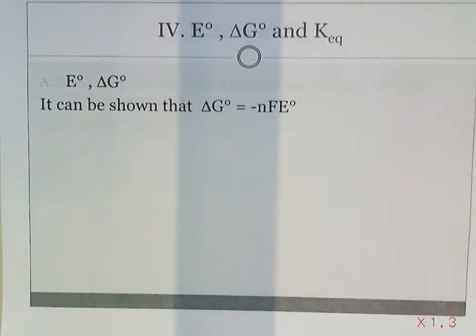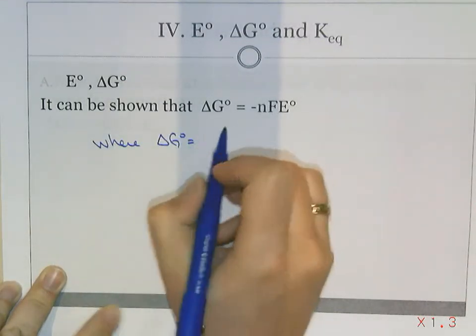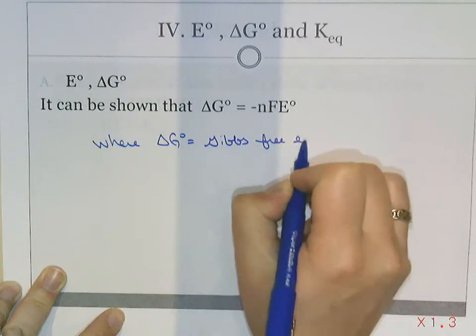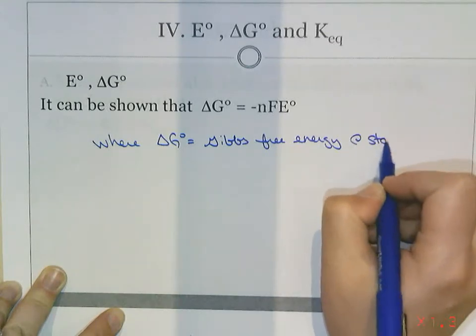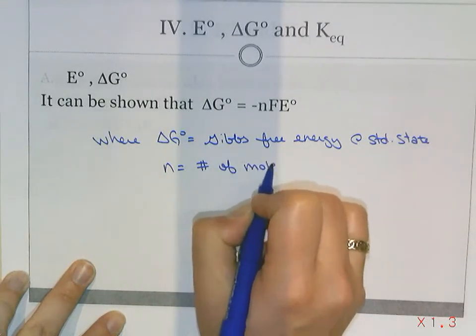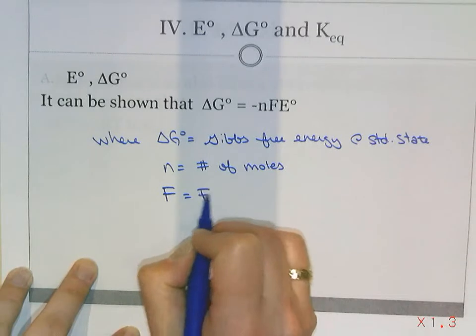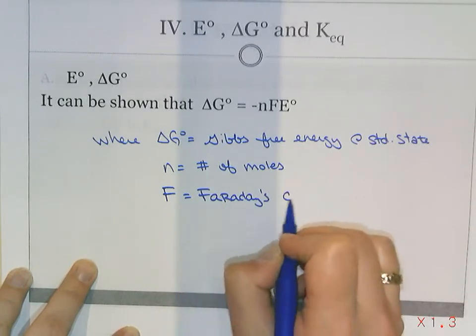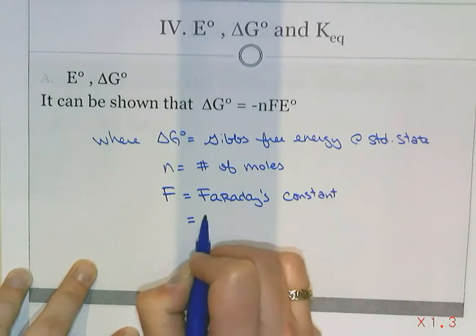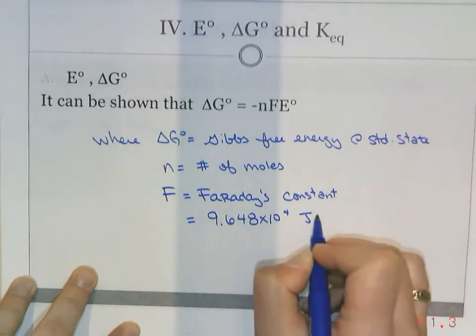The standard state Gibbs free energy is equal to minus nFE0. All right, our Gibbs free energy at standard state. What have we used n to be before? Right, still the number of moles. F is our new constant. This is Faraday's constant, and it is equal to 9.648 times 10 to the fourth joules per mole volt.